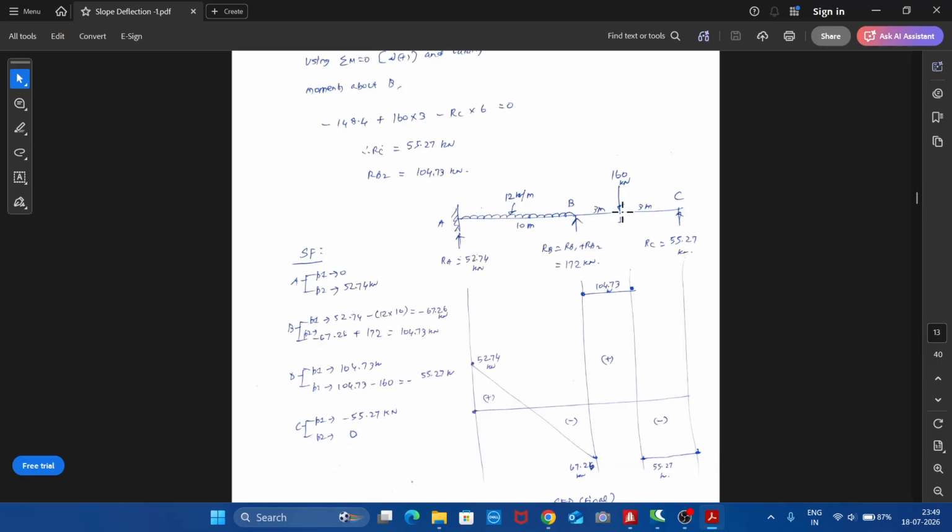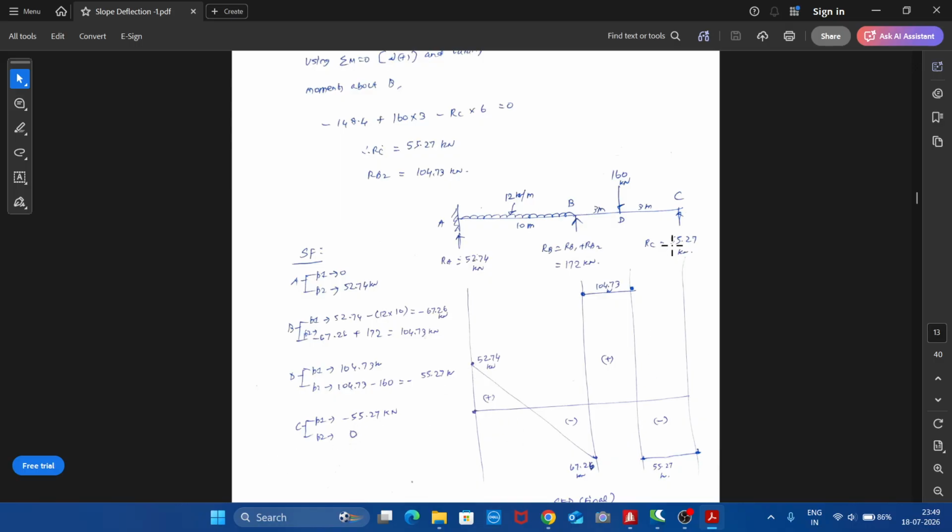And then position 2, just to the right of D, you stand and see to the left, this load will come into play. Therefore, this is left down. If I stand here and see to the left, I have a left downward load, so minus 160. Therefore, minus 55.27. And go to position 1 of C, that is stand at C itself and view to the left. So we can simply transfer this value 55.27.